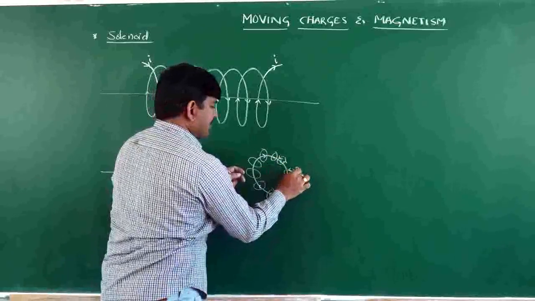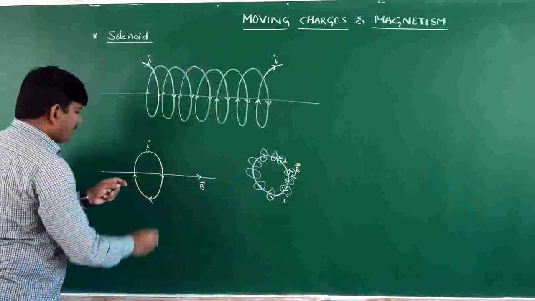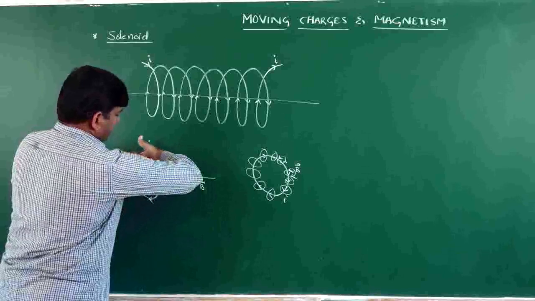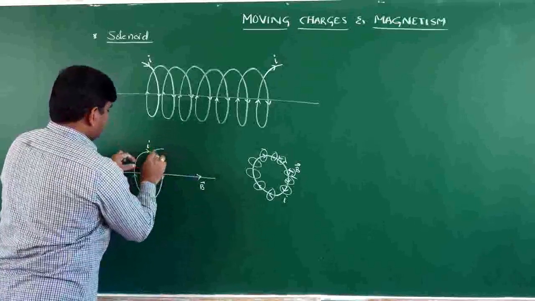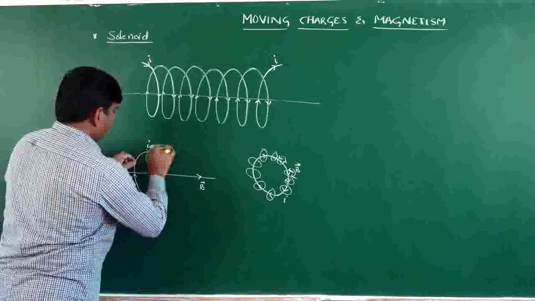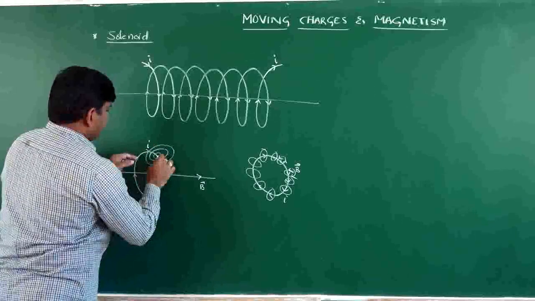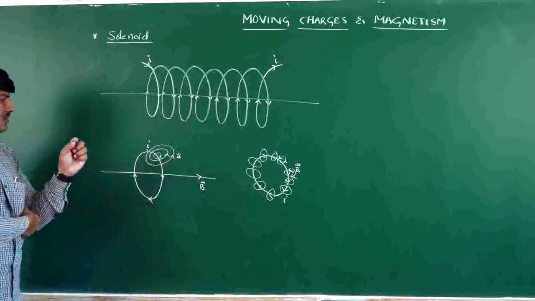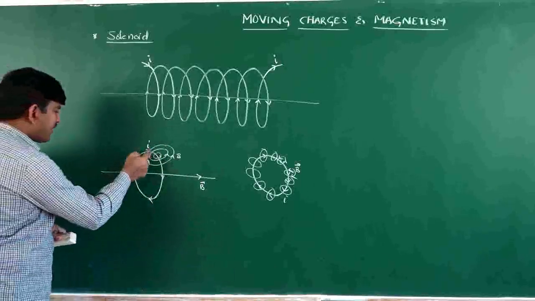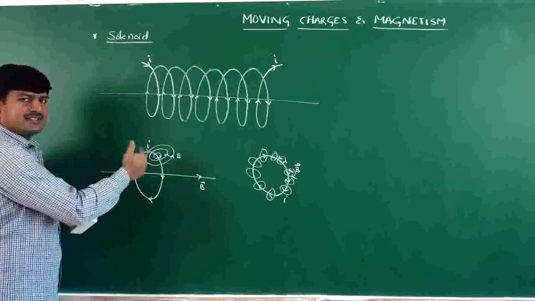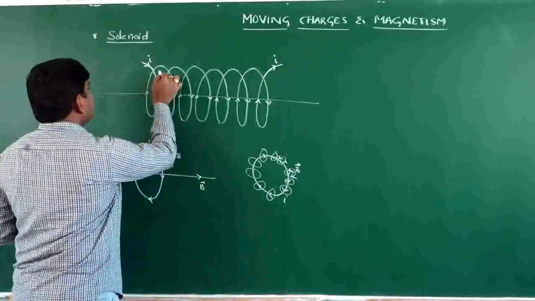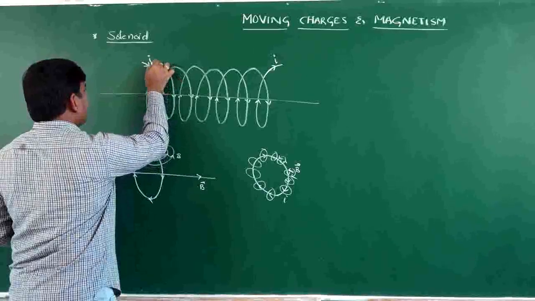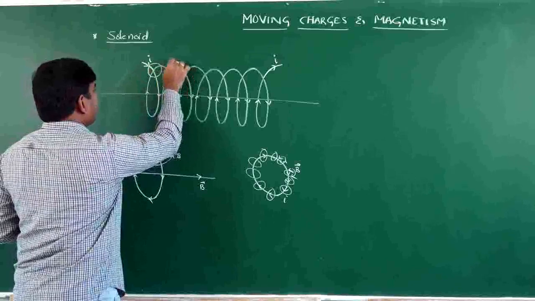Is it clear or not? Only one part I will be considering. Here current is coming out in this way. Only one part I am choosing, so this is the direction of magnetic field. Is it clear? Understood this clearly? Like this, at every part of the loop, the magnetic field is encircling. So, here also the magnetic field will be encircling like this. Here the magnetic field is coming like this and going out like this, in this way.